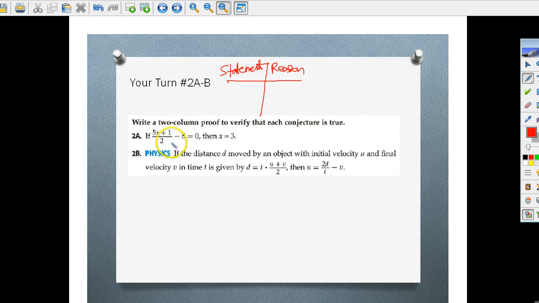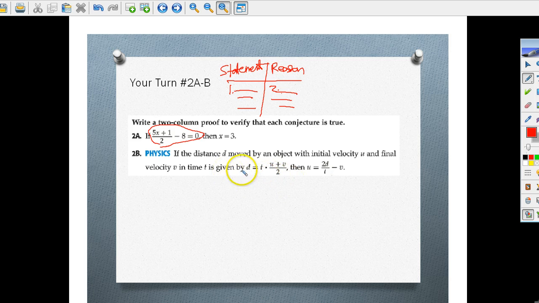So you're solving this to find what x equals. Each step of the way, you're going to write out what property you're using. Okay, label it. For each step you take, tell me what property you're using.